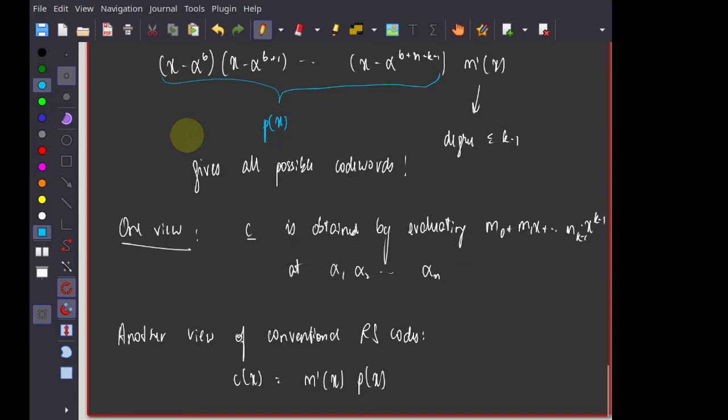So that's the best possible minimum distance you can hope for a given rate. But now suppose I want codes over the binary field. Currently, I have no way of constructing a good code of large minimum distance over the binary field.